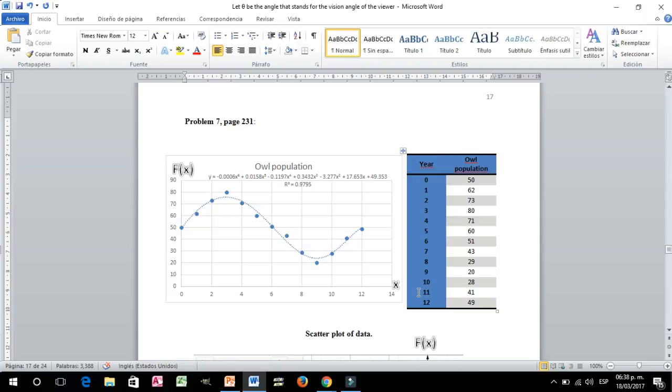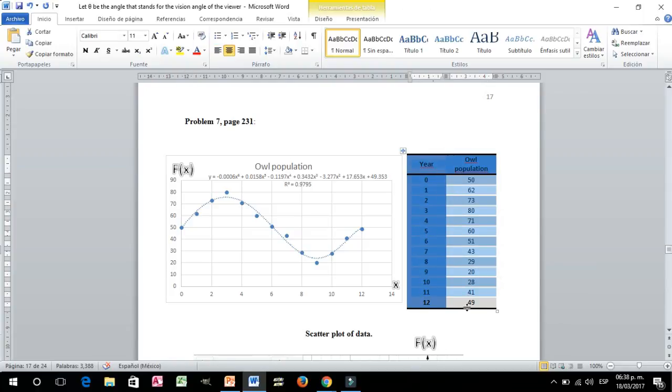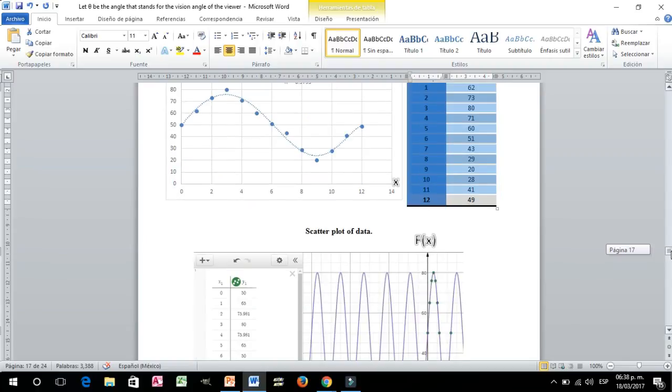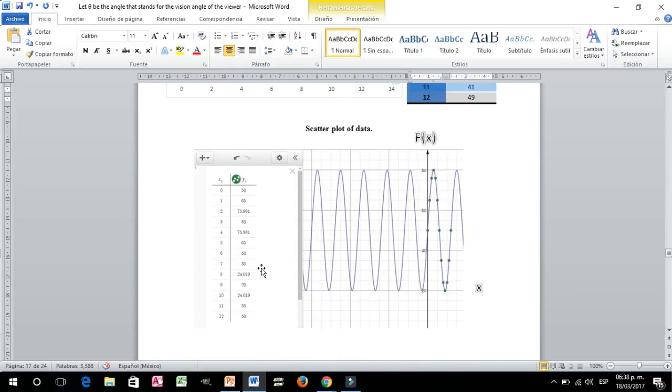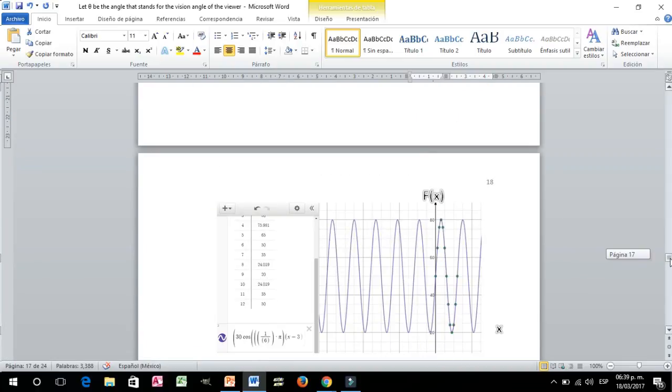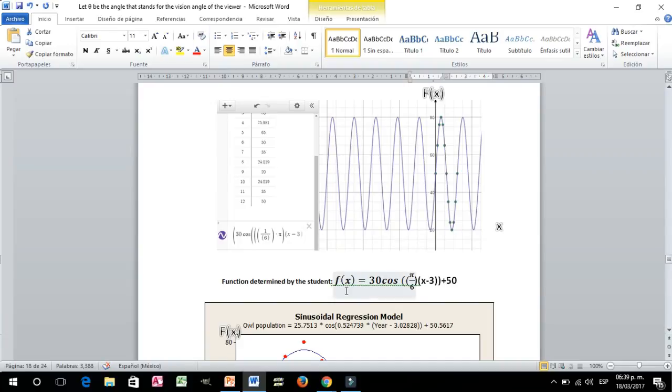So, the data that the problem gave us was this one, which states the population of owls in each year. Then, here's the scatter plot with all the dispersion points. Then, here is the function that the student discovered just by applying transformations to that scatter plot from before, and the equation that the student discovered was this one: f of x equals 30 cosine of pi over 6 times x minus 3, and all that plus 50.